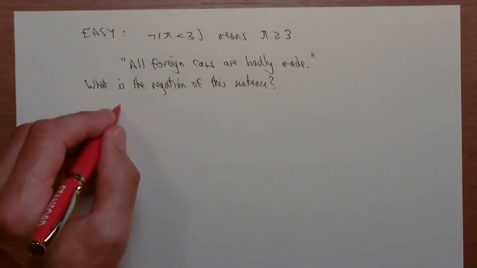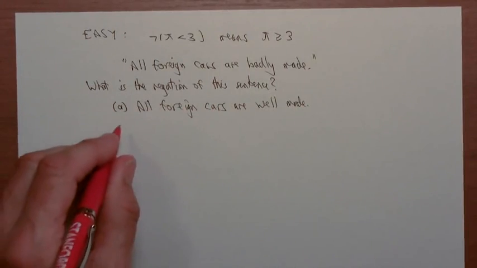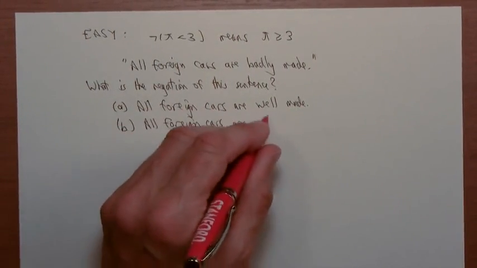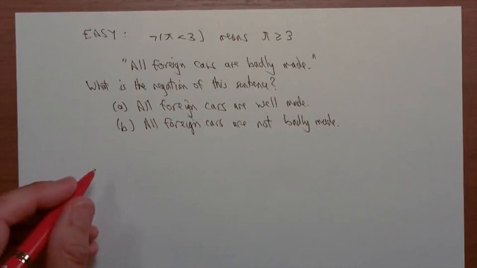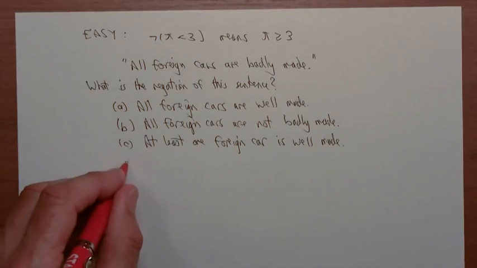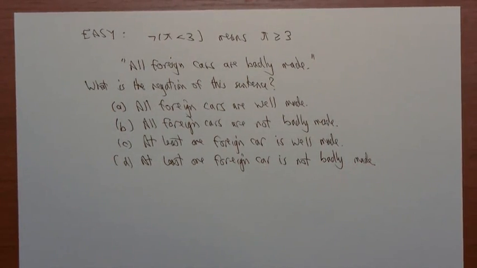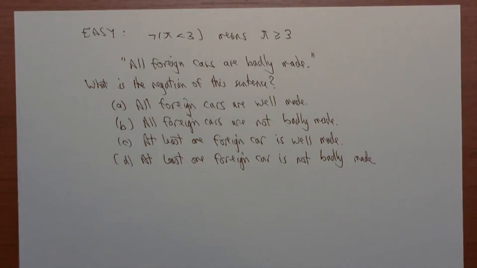Let me give you 4 possibilities. Possibility A. All foreign cars are well made. Possibility B. All foreign cars are not badly made. Possibility C. At least one foreign car is well made. Possibility D. At least one foreign car is not badly made. Well, I'm not giving you this as a quiz, but I would like you to think for a minute as to which one of these you think is the negation of that original sentence. Or maybe you think it's something else. Maybe you think it's something to do with domestic cars. Domestic is, after all, the negation of foreign. So what do you think it is?